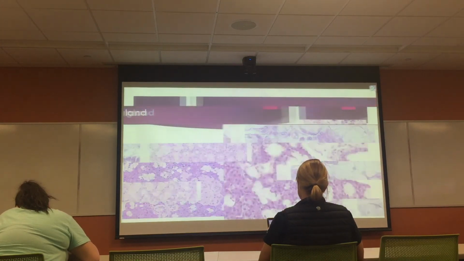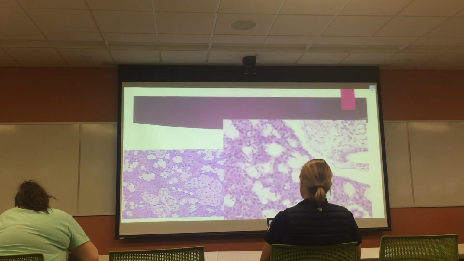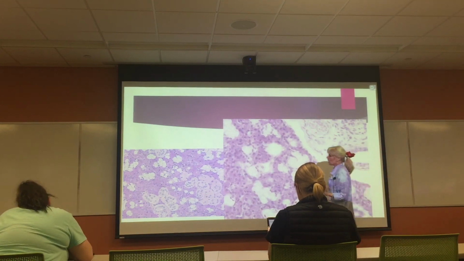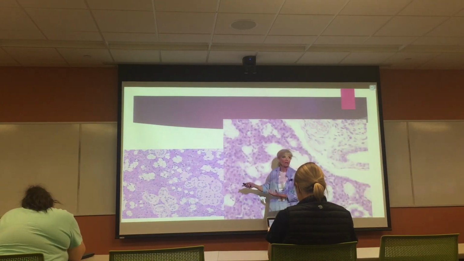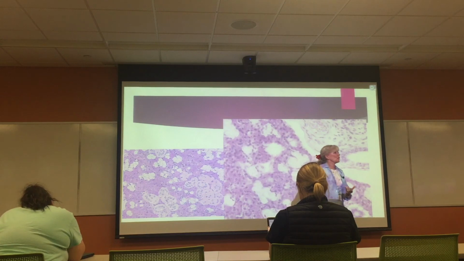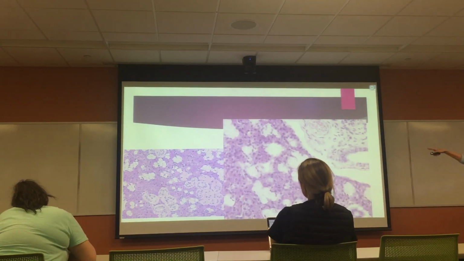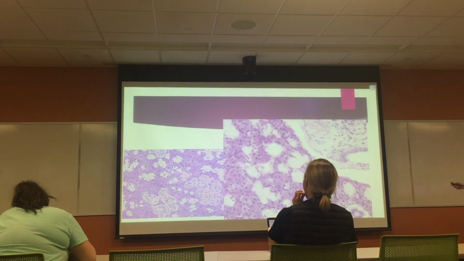Do I have any more? Okay. What did I want for this? What is this? There's only one left. Can you tell the difference between the ducts, the mucus cells, and the serous cells? Can you see that there are actually more serous cells here than mucus cells?